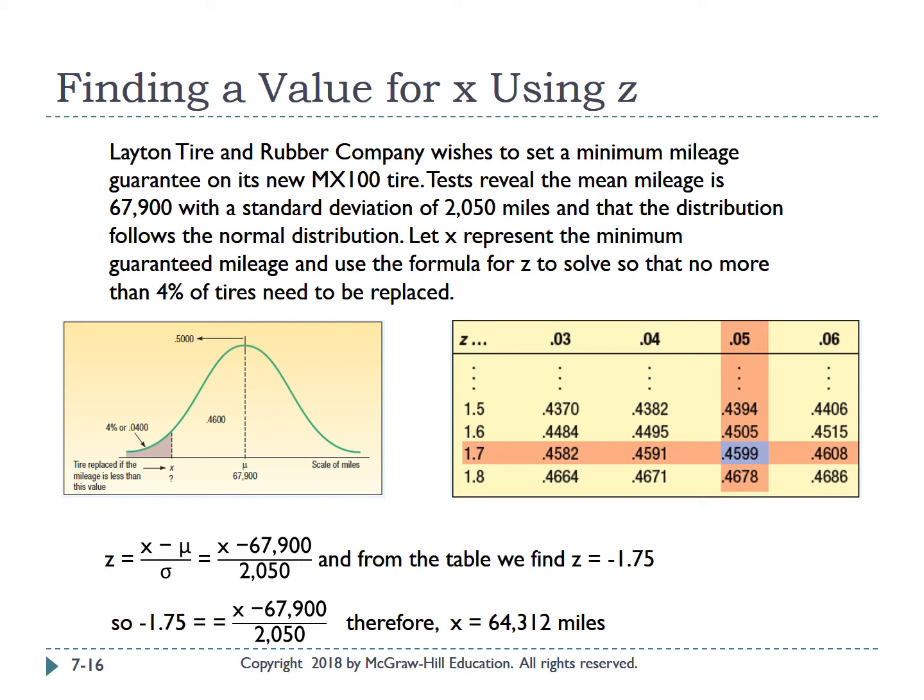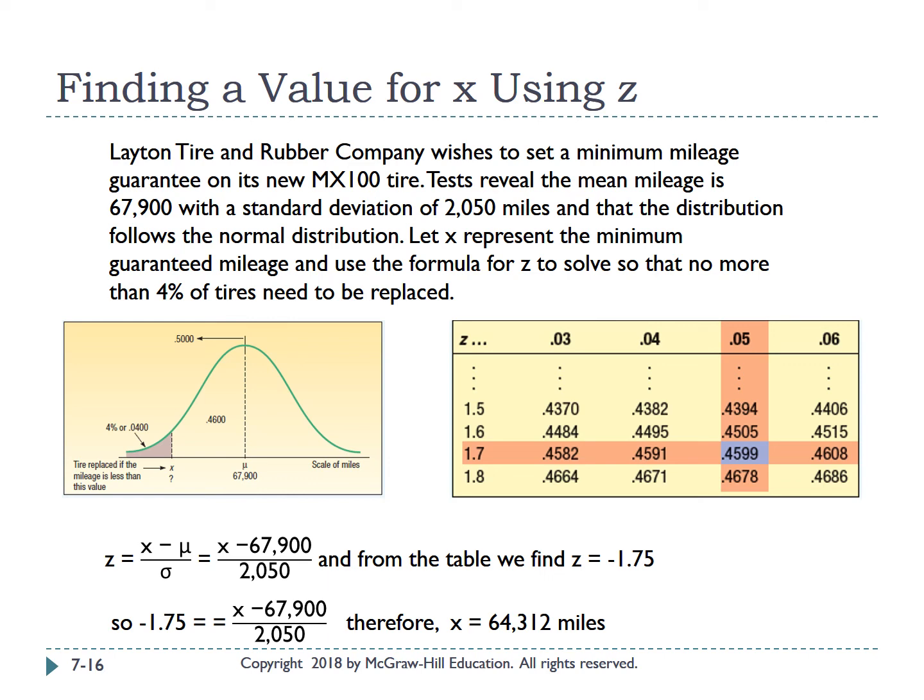We want to find the minimum guaranteed mileage. So use the formula for Z. Z equal X minus mu divided by sigma, which is equal to X minus 67,900 divided by 2,050. But this equation has two unknowns, Z and X. To find X, we first find Z and then solve for X. From the characteristic of a normal curve, the area to the left of mu is 0.5. So the area between mu and X is 0.5 minus 0.04, which is 0.46.